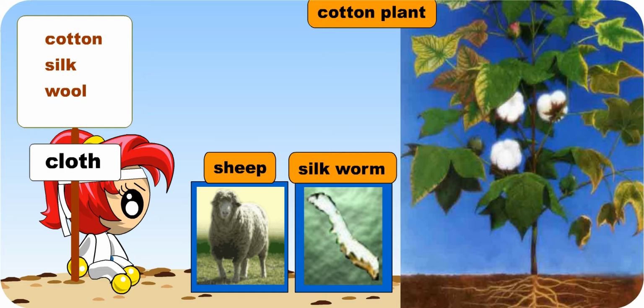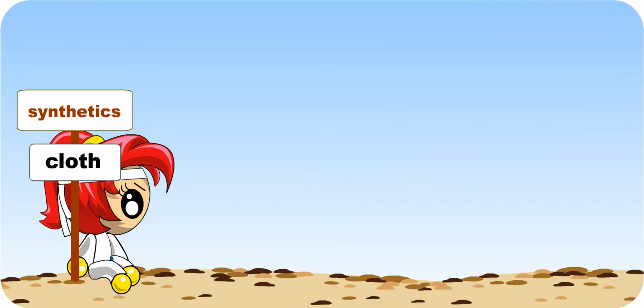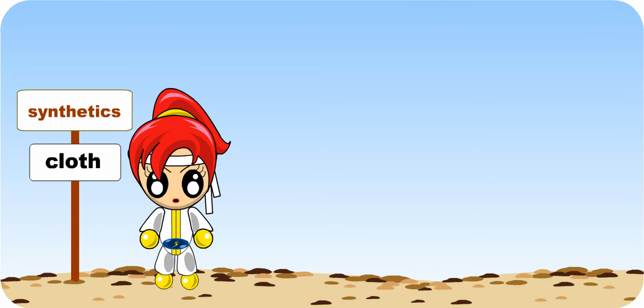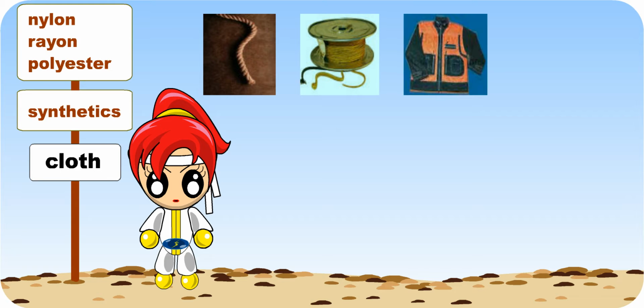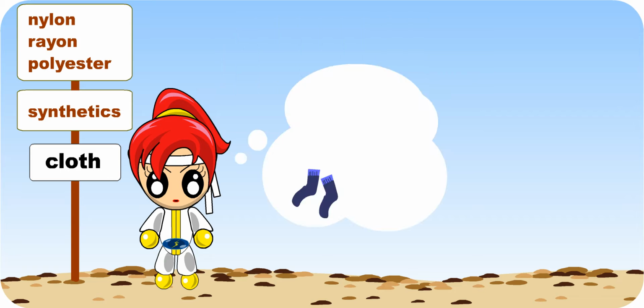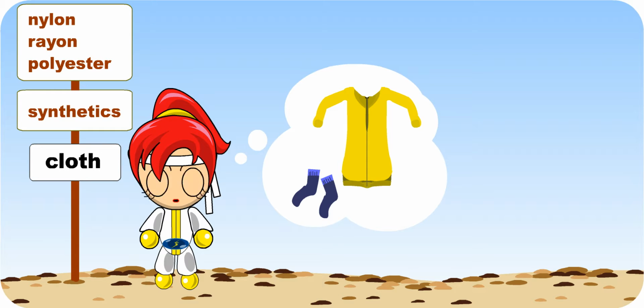Some types of cloth are man-made and are called synthetics. Please show me some examples. Nylon, rayon, and polyester are often used to make socks and clothes. Now I know a bit more about my clothing.